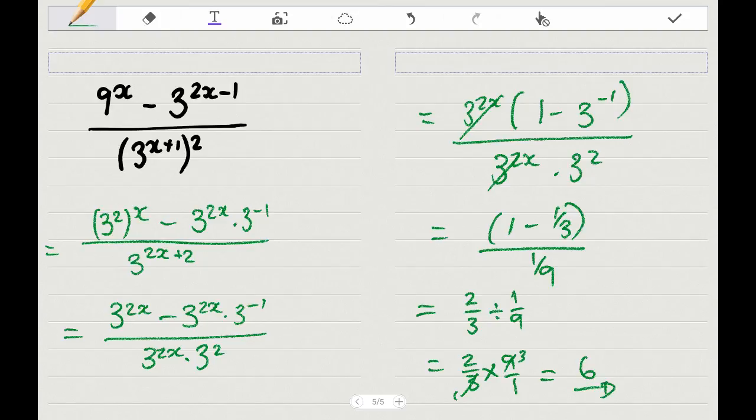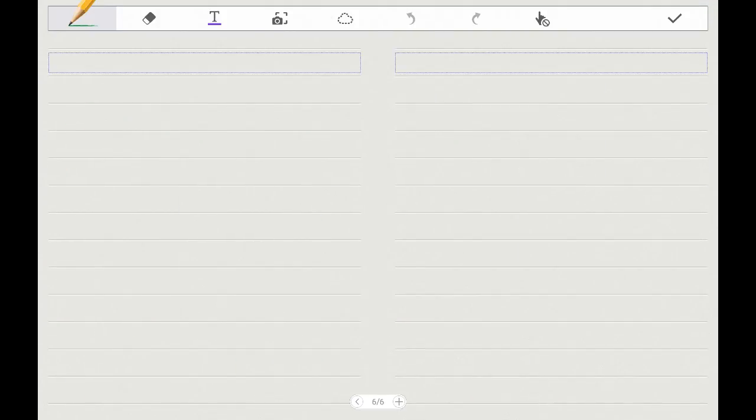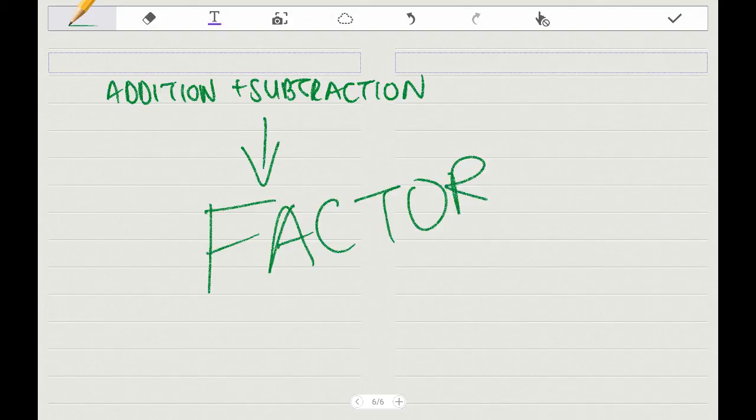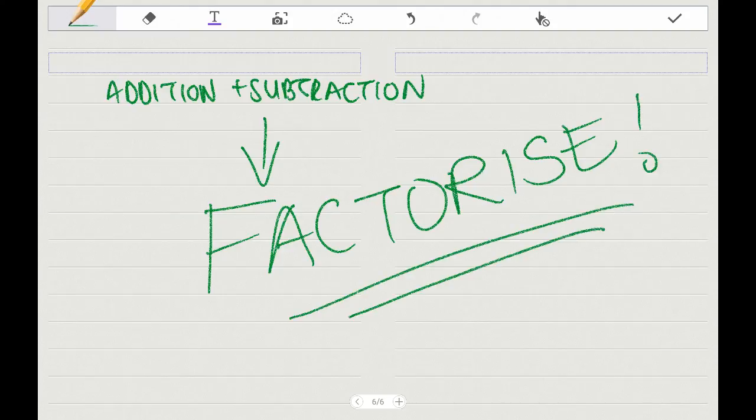Okay, so these were very important questions. They were the ones where we had addition and subtraction. So when you see addition and subtraction in your exponent sums, what is the trick? The trick is to factorize. Okay, and remember that trick. It's going to save you a lot of time and earn you a lot of marks.